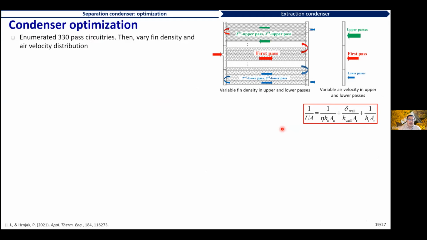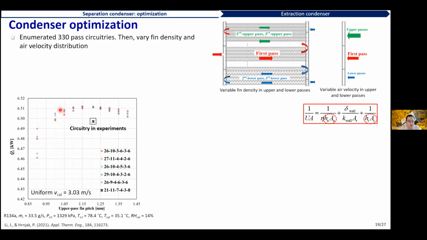So finally, using this model, we can conduct a condenser optimization, and this can guide our engineering design for this novel low-cost condenser design. So we have enumerated 330 pass circuitries, and on top of that, to match the refrigerant side and the air side, I vary the fin density and the air velocity in the upper pass and the lower pass, to see whether that can bring further improvement to the condenser.